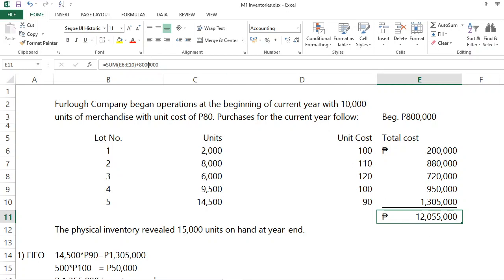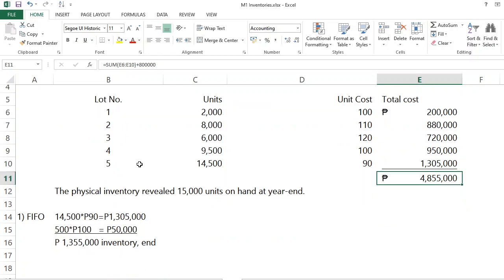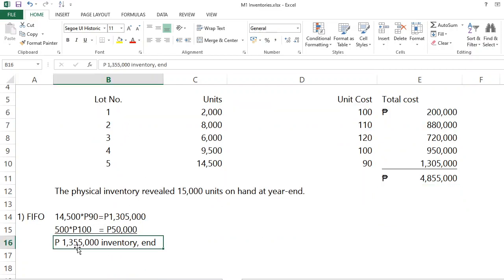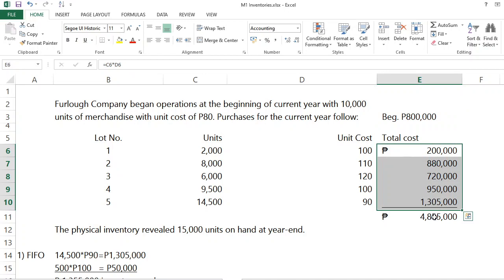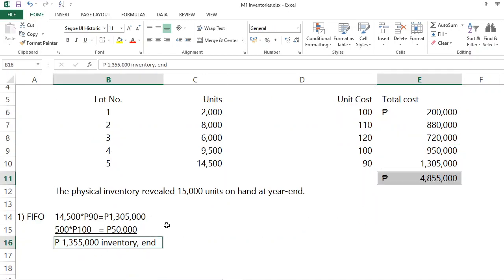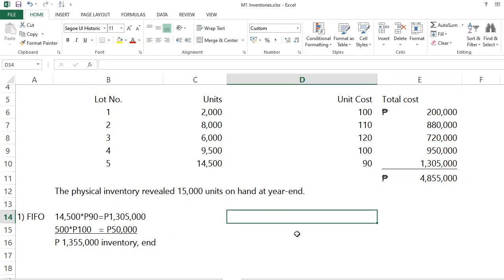Why does the 12 million look so big? It's 8 million. Sorry, I added 800,000 wrongly. So that's 4,855,000. That is all the goods available. Remember, what remains is 1,355 based on what we computed earlier. This is all the goods available for sale: the beginning plus all purchases, 4,855. What remains is 1,355. So if you are asked how much was sold, you take the available and deduct what remains. Simply put, you just have to deduct. So that is 4,855 minus the remaining 1,355. And how much is that?